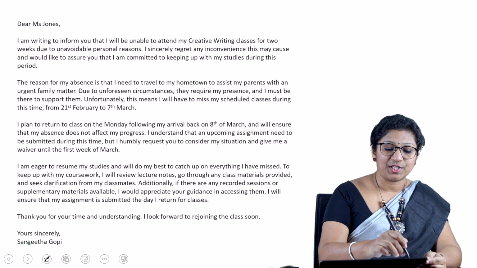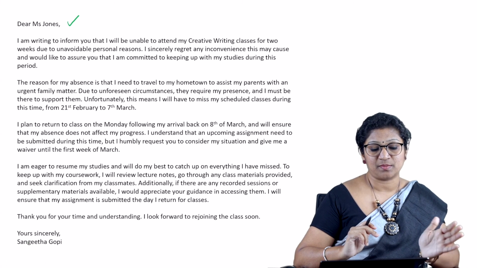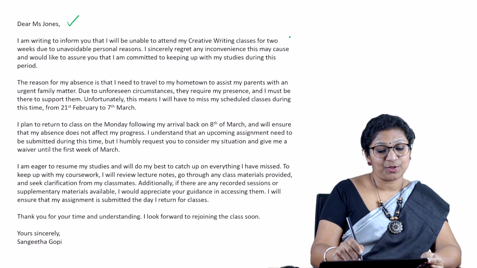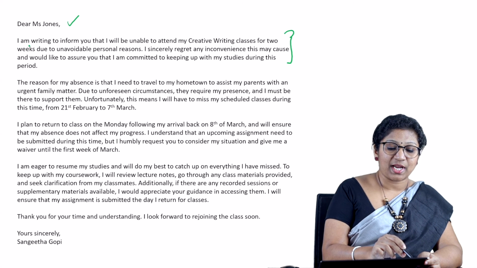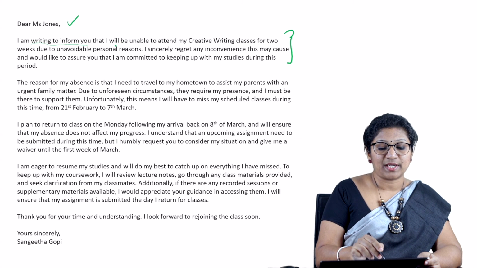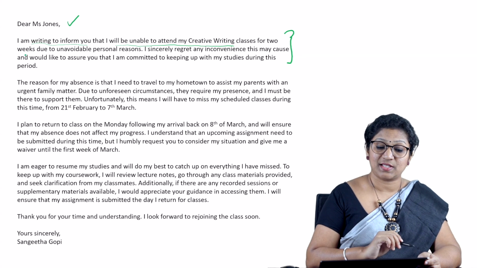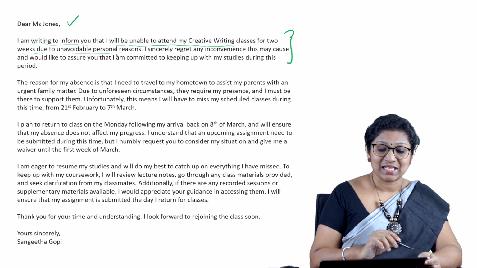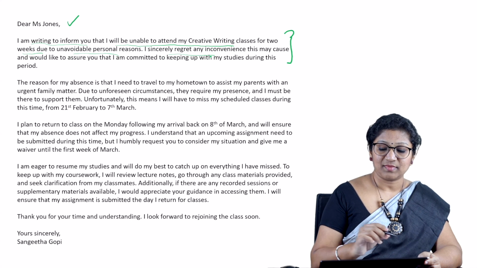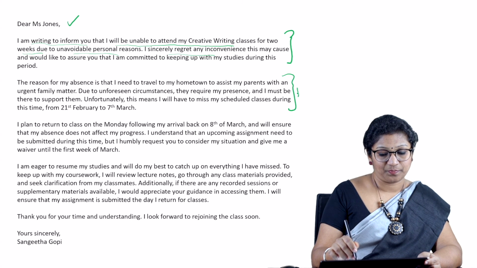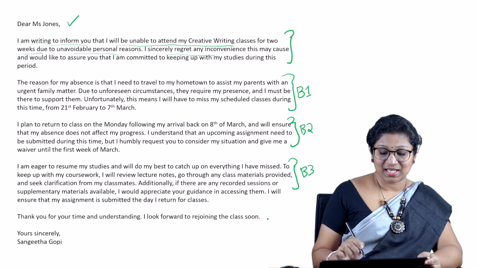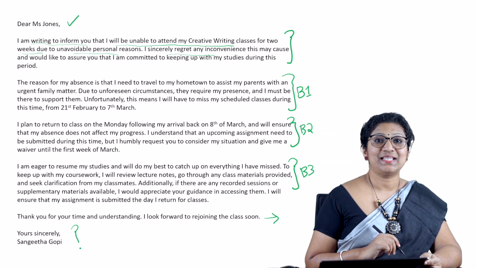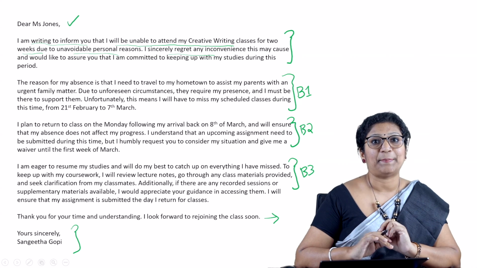So here we have the salutation. Because it's a semi-formal letter, I've written as Dear Miss Jones. This is the paragraph where you mention the purpose of your letter, the reason for writing. So you can see it's written as, I am writing to inform you I will be unable to attend my creative writing classes for two weeks. Unavoidable personal reasons. I sincerely regret. Here this is bullet 1. Then we have bullet point 2. Then we have the bullet point 3. This is the closing sentence, and here we have the closing salutation, yours sincerely, and your full name.